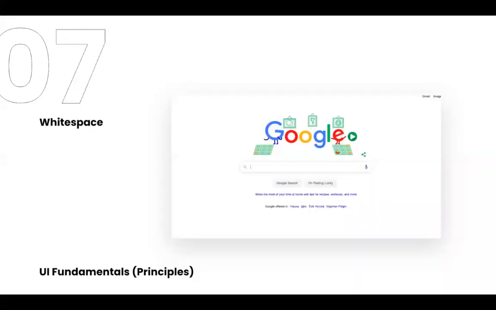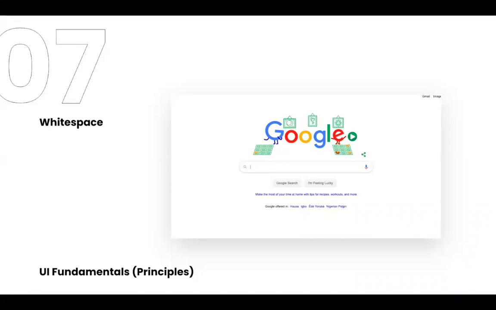So we have the seventh principle, which is white space. Now, Google is a very wonderful example of white space. White space is also referred to as negative space. It is the portion or area of your design that does not include any design elements, nothing at all, not even an illustration or a small, tiny rectangle. In most cases people term white space as space being effectively empty.